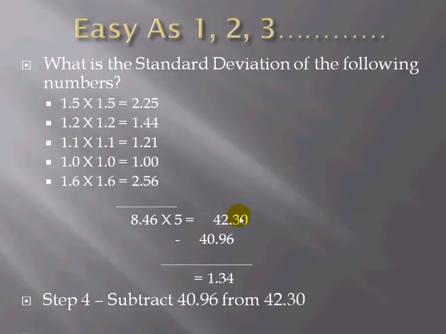Step 4, we'll subtract the 40.96 from the 42.30, as you can see here. We had multiplied our 8.46 times 5 to arrive at 42.30, and we subtract the 40.96 and it comes up to be 1.34.